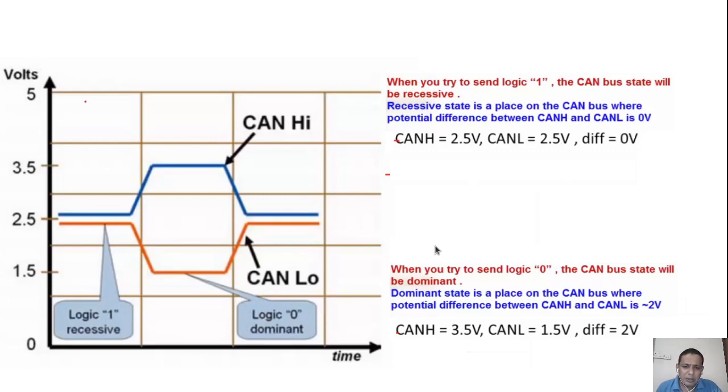For dominant mode, there will be a start of frame in each message format. For the start of frame we use a 0 logic, so that we can have a dominant mode in that. And recessive means suppressed, similar to suppression. So dominant mode means logic 0 and the difference voltage between CAN high and CAN low is 2 volts. Recessive mode means logic 1, and the difference between CAN high and CAN low is 0 volts.